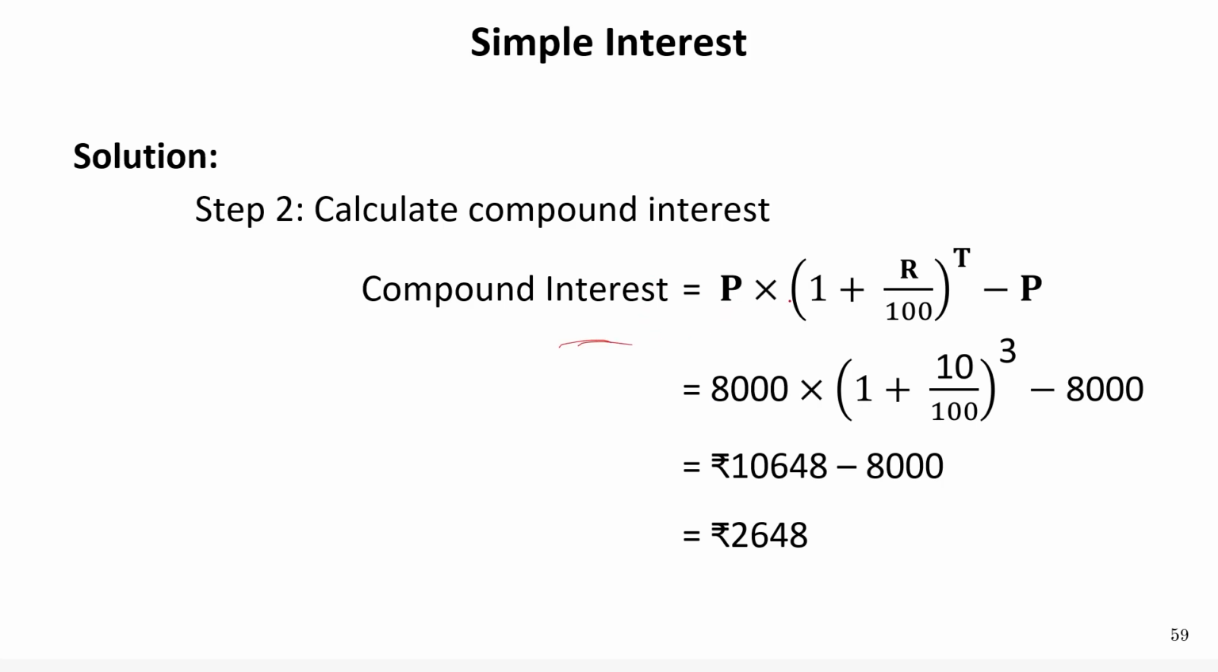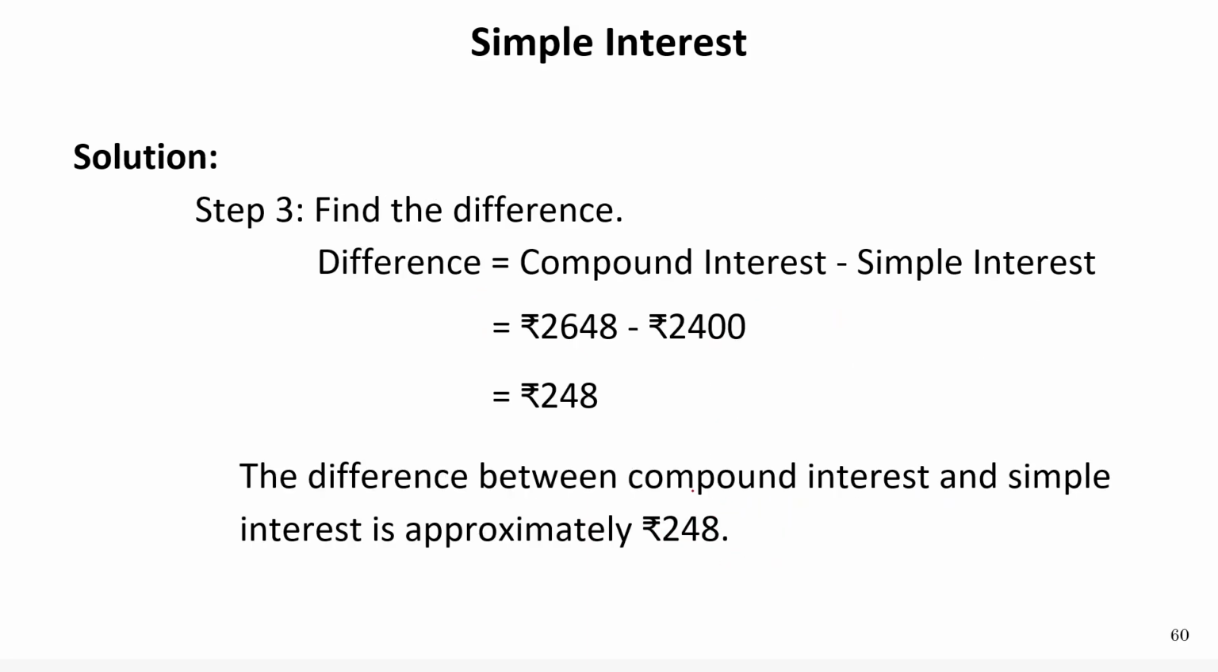So compound interest is equal to P into (1 plus R by 100) whole power T minus P, because this is the formula for amount, and total amount minus the principal amount is equal to the interest that we got, that is here the compound interest. So 8000 into (1 plus 0.1) whole power 3 minus 8000. So it will be 10,648 minus 8000, that is equal to 2648. So finding the difference, 2648 minus 2400, compound interest minus simple interest will be 248. So the difference between compound interest and simple interest is 248 in this case.